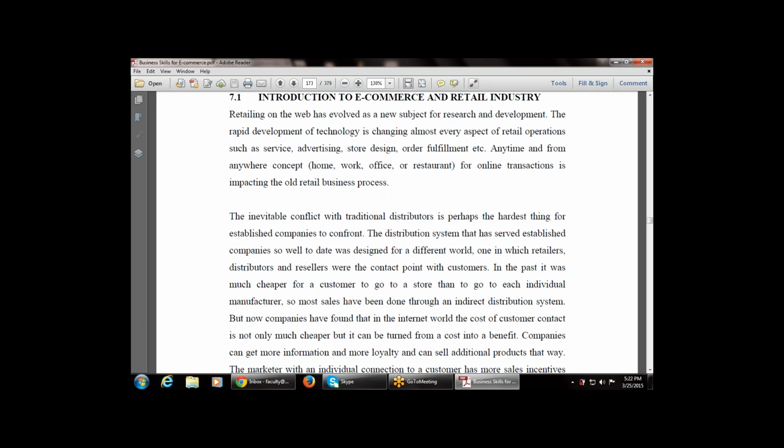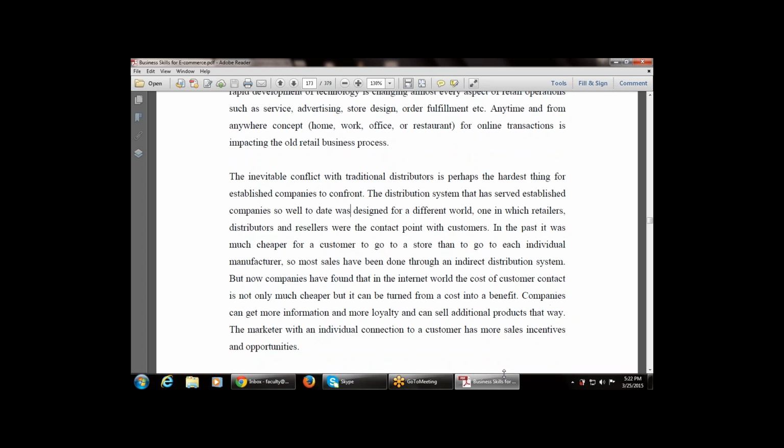That is, the traditional distributors were making the retailing. Nowadays retailing is done online, that is, retailing on the web, and nowadays everything is done online. So retailing is also done online.